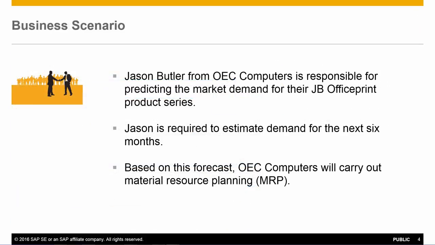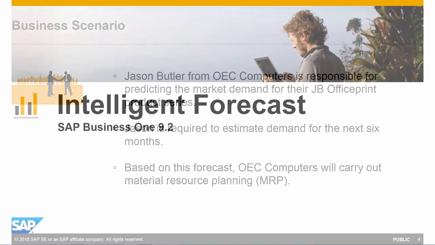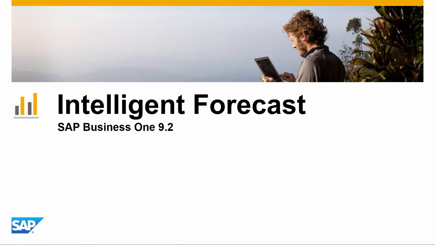Jason Butler from OEC Computers is responsible for predicting the market demand for his office print product series. Jason is required to estimate demand over the next 6 months, and based on this forecast, OEC Computers will carry out material resource planning. So let's now execute this scenario in SAP Business One, Release 9.2.